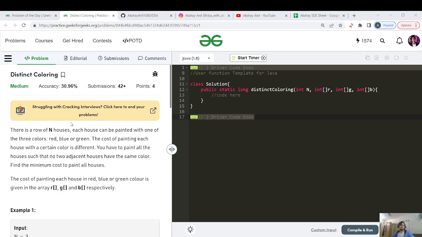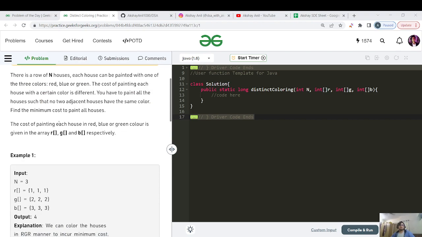So let's see what today's question is about. It's a medium category question with the points for, and let's see what it's saying. There is a row of n houses. Each house can be painted with one of the three colors, that is R, G, or B, that is red, green, or blue. The cost of painting each house with a certain color is different. You have to paint all the houses such that no two adjacent houses have the same color.